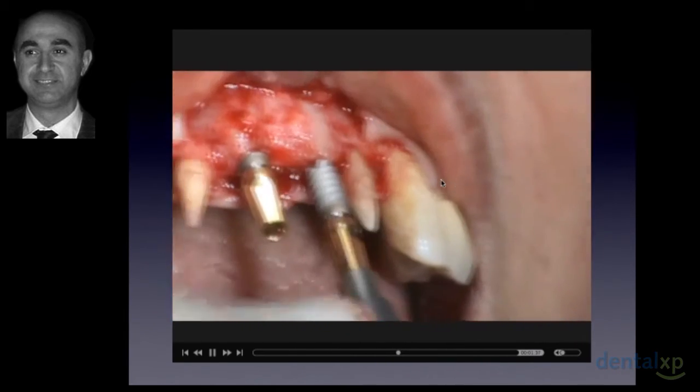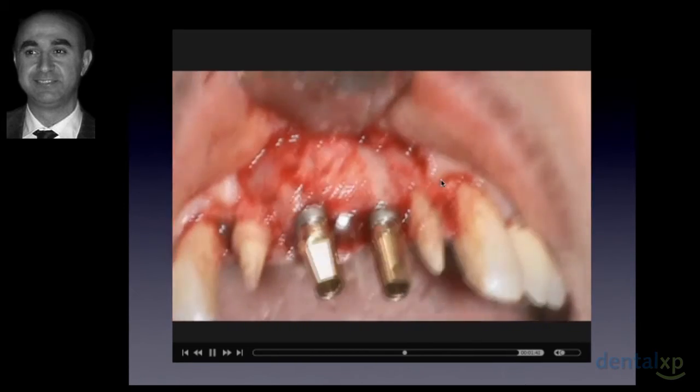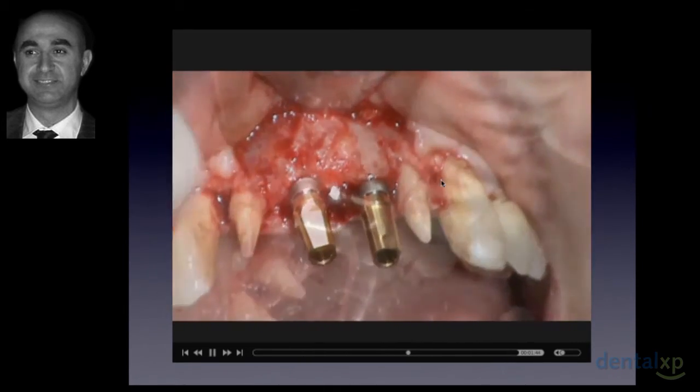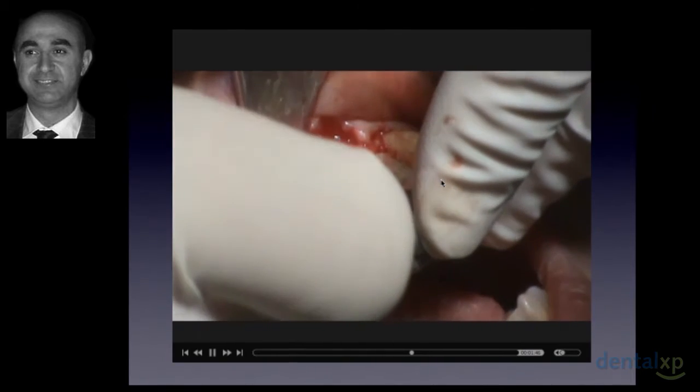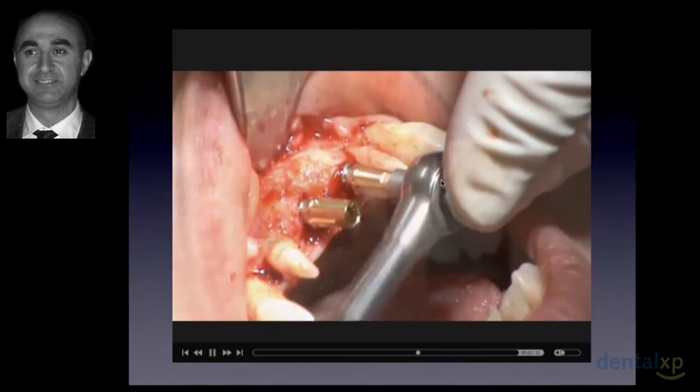Usually I like to place my implants manually so I can actually feel the quality of the bone. In this case, the quality of the bone was quite good in these block grafts, and they were very well consolidated in this area.